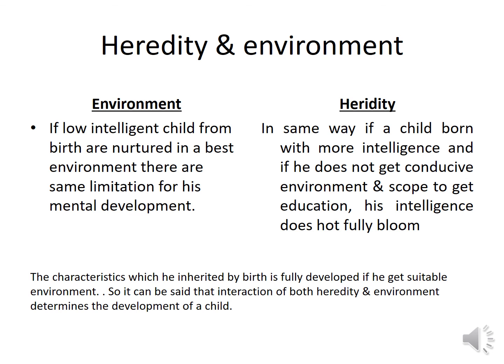Both are equally important, because if a child has some limitations and doesn't get the correct environment, his development can be hindered. At the same time, if a child is born with more intelligence but doesn't get the proper environment, he cannot bloom his intelligence. That means heredity and environment are both equally important for a child's life, and they determine the development of a child. So that's all about the child growth and development chapter. I hope you all understand this.